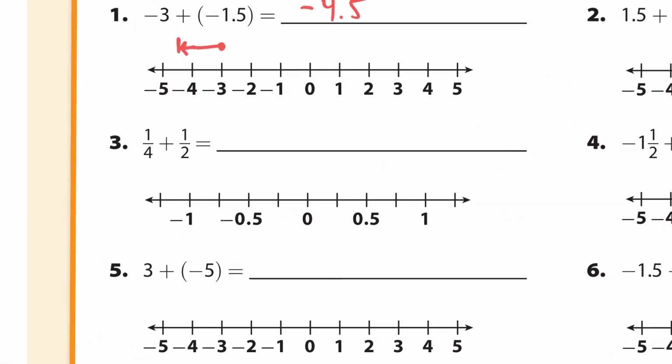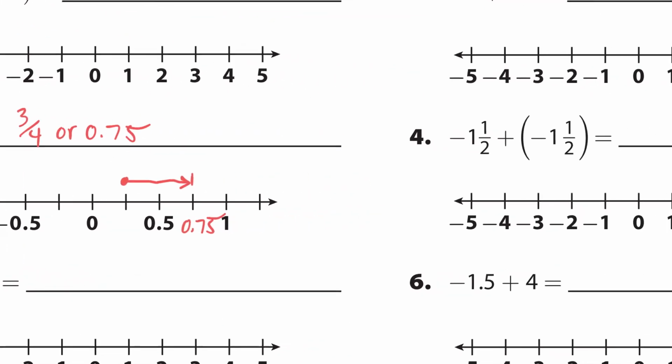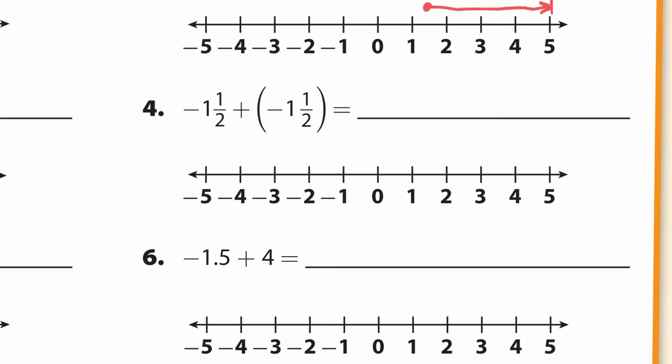And here, a quarter plus a half. Half is 0.5. So a quarter is right here, and we add to that a half, which is 2 quarters, 1, 2. And we end up right here, which is 0.75. So that could be 3/4 or 0.75. Probably 3/4 is preferred because it's given to you in fraction form.